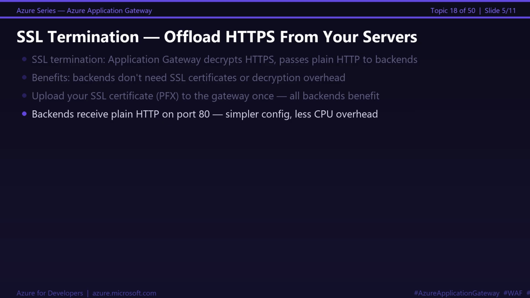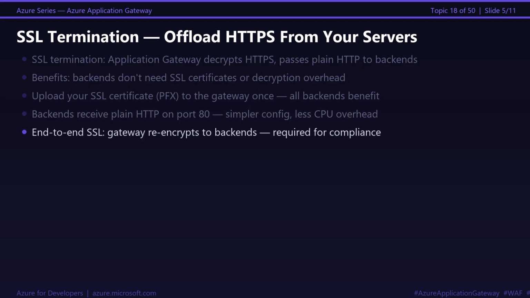Your application has vulnerabilities. Every application does. SQL injection. Cross-site scripting. Command injection. Path traversal. OWASP lists the top 10. Attackers know all of them. The web application firewall sits in front of your app and blocks these attacks before they ever reach your code.